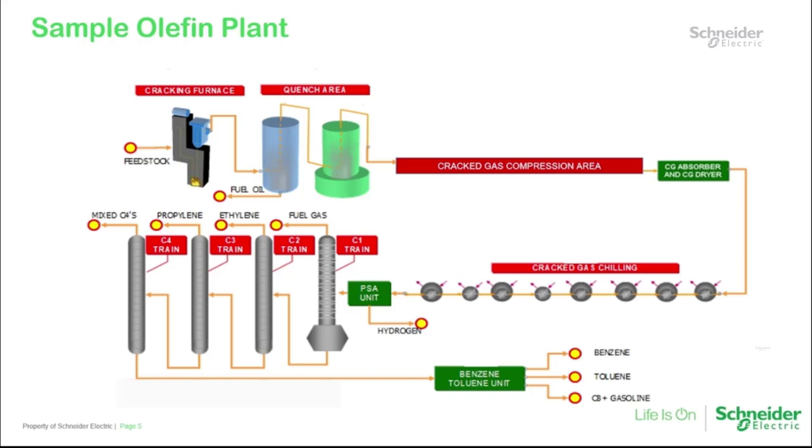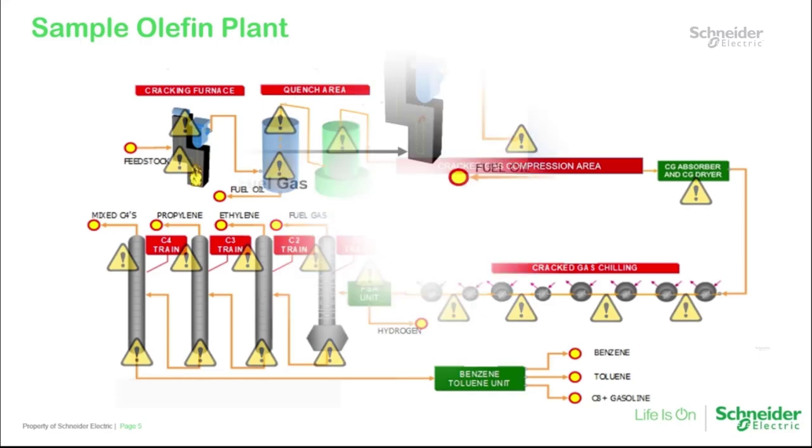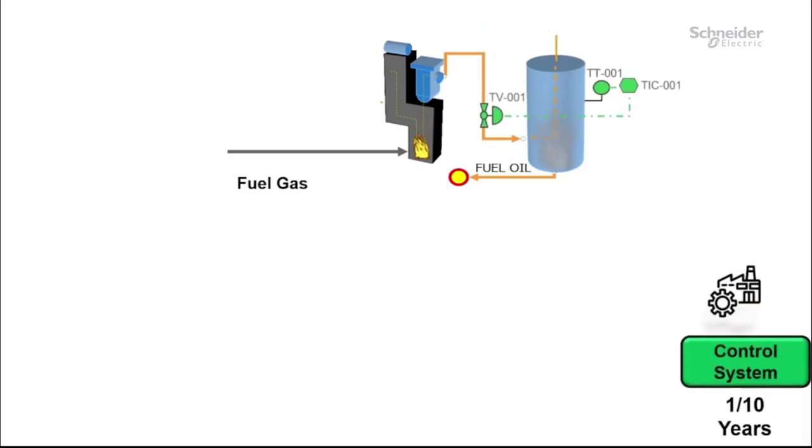As an example, we have this olefin plant here. Hazardous events can be found all over the place, and therefore we must identify them first and then analyze the risk for each one of them. If we focus here more on the quenching column, in this quenching column, one of the hazardous events found is when this temperature control loop failed.